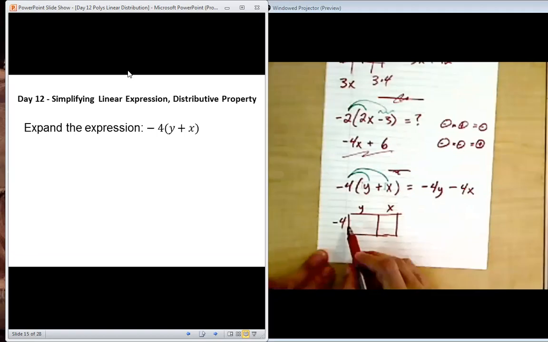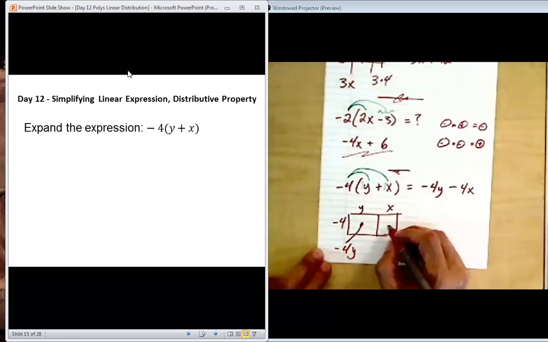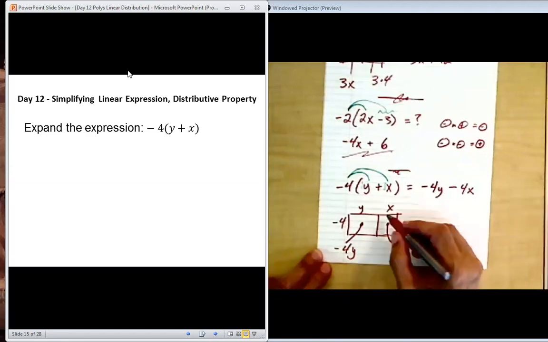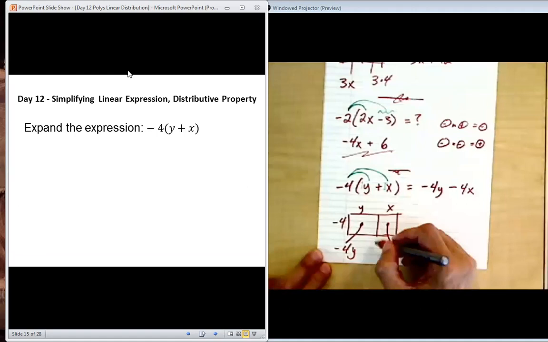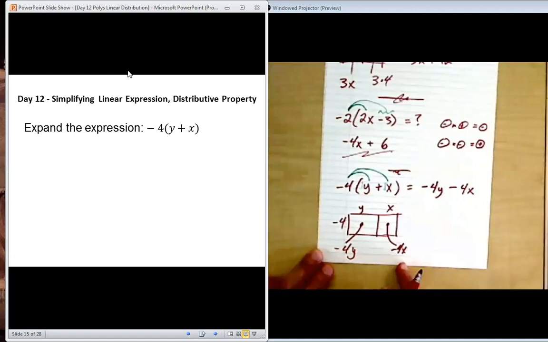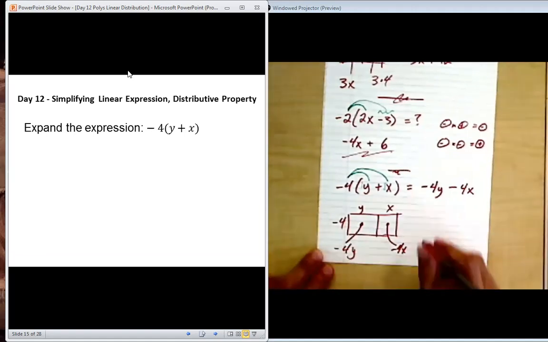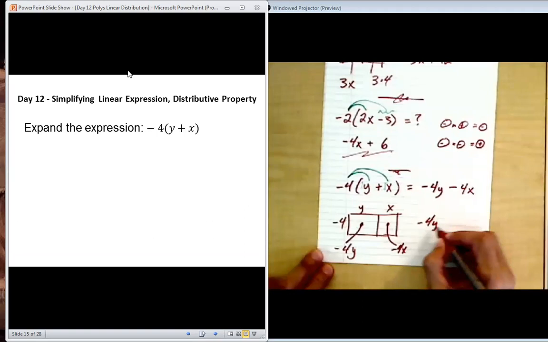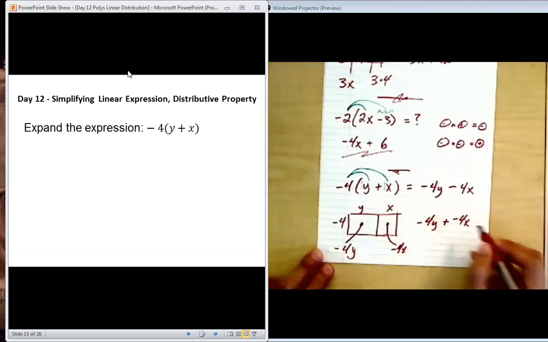So what's the area of this first part? Length times the width. So -4Y. And what's the area in there? -4x. Length times the width, right? And then you combine those together. You add these areas up, right? So officially, watch, it's that area plus that area there.